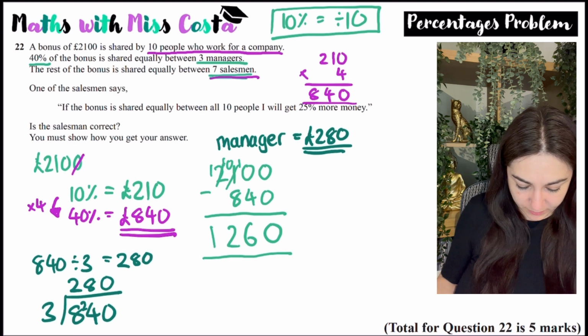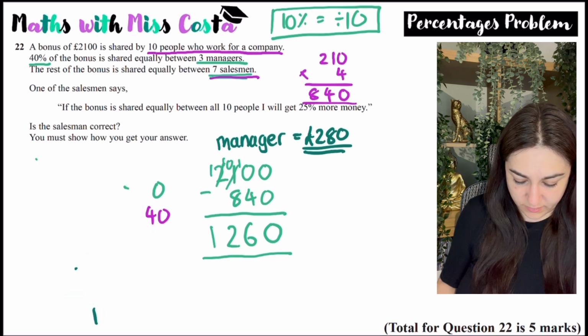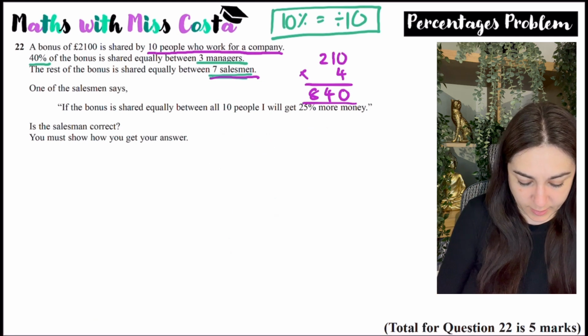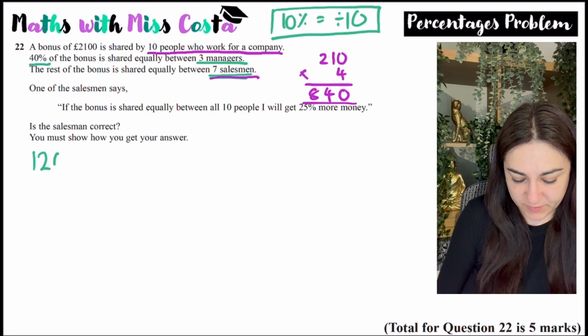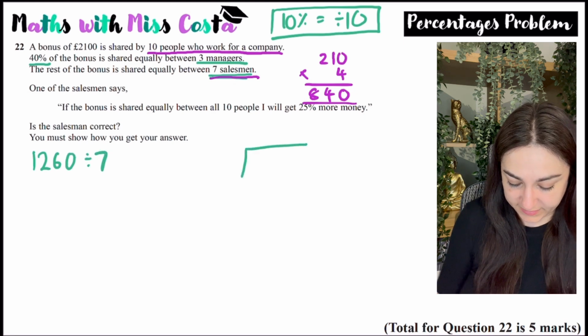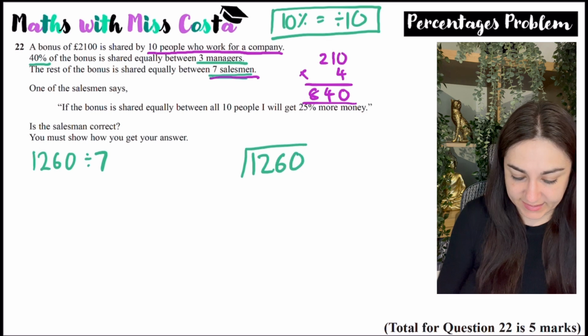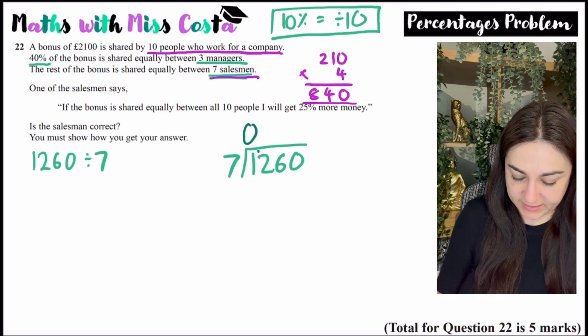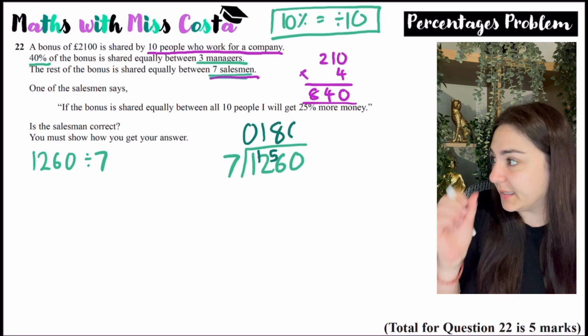So let's just write up all of our key findings. I know that 1,260 is split between 7 salesmen. So let's do that. 1,260 split into 7. 7's into 1 goes 0. So 7's into 12 go once, remain to 5. 7's into 56 go 8, and 7's into 0 go 0.